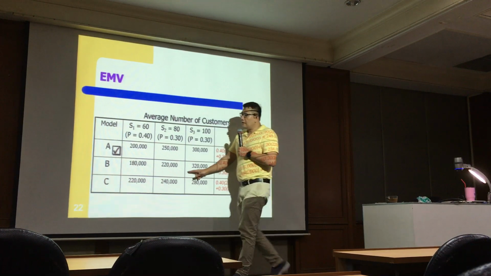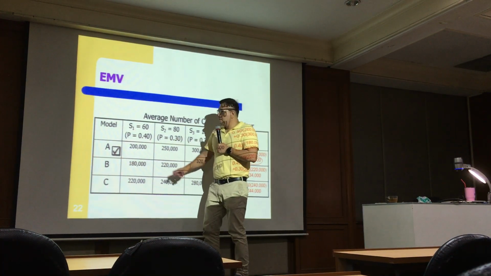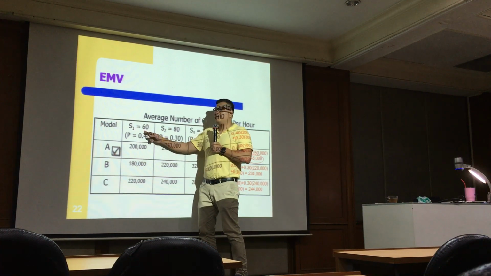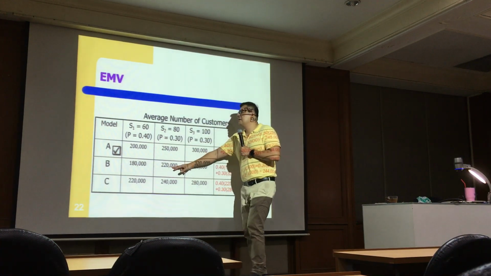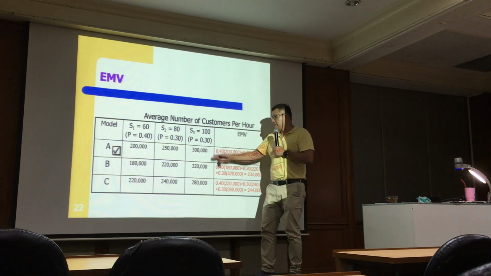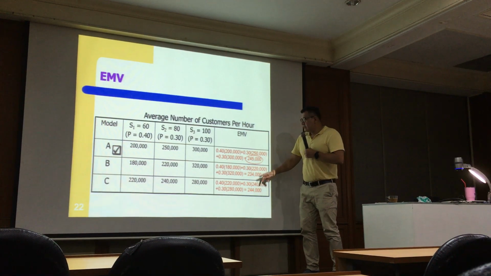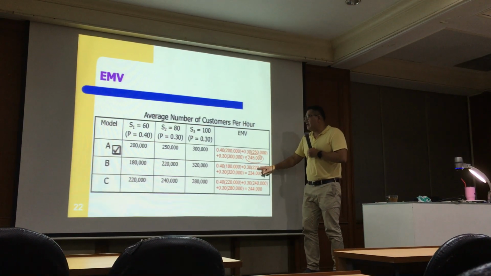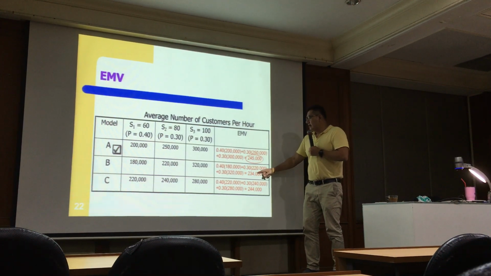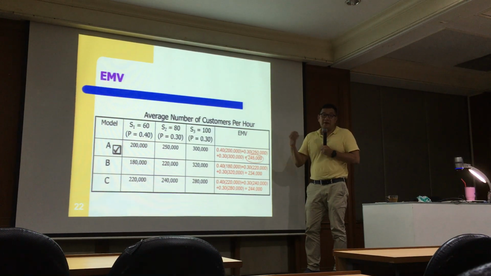For alternative B, the second one, model B, we're using 180,000 multiplied by 0.4 plus 220,000 multiplied by 0.3 plus 320,000 multiplied by 0.3. We analyze something like this. Then you're going to have the expected monetary value, and we're going to select the one that provides the highest payoff.